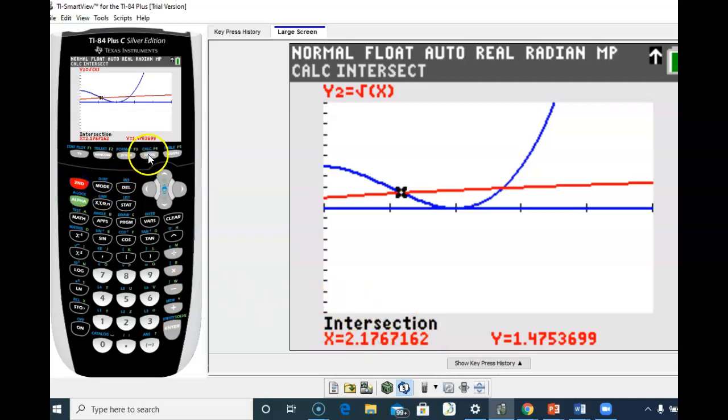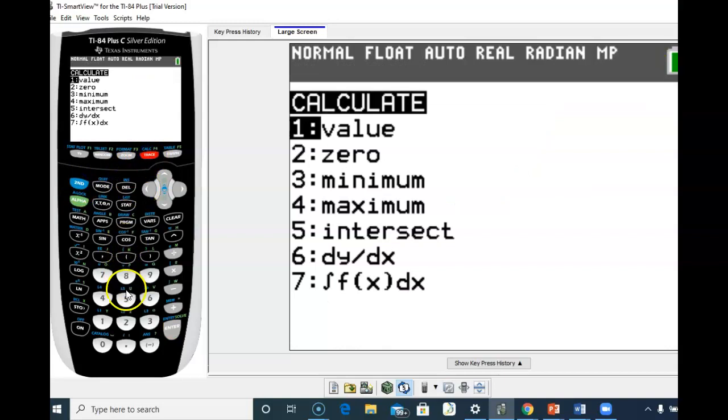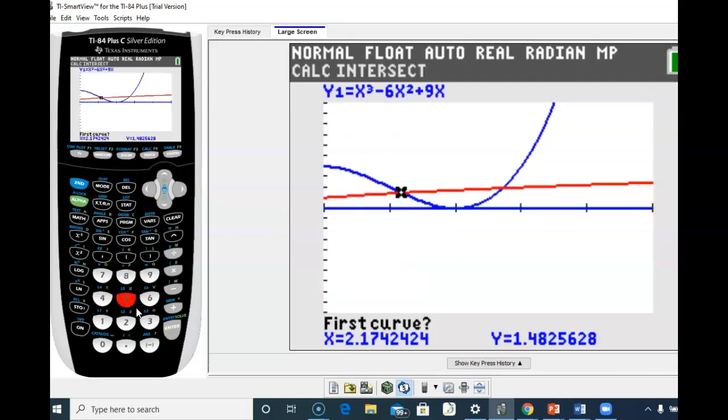Then we're going to do the second part here. We'll define another point of intersection. So check your first curve and your second curve, and then move the cursor all the way over to our second point of intersection, which is over here, and press enter. And so here is our second point of intersection, or our second answer.